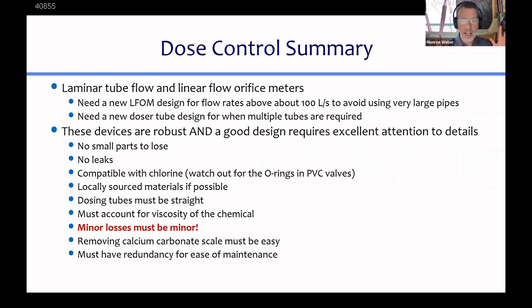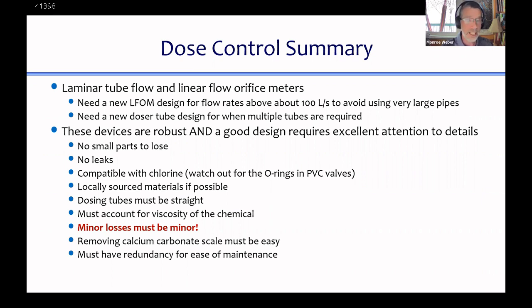There's a need for some innovation there. And like I was talking, there's a need for a better dosing tube design for high flows as well. But what's good about it? These devices are robust. There's hardly any moving parts.